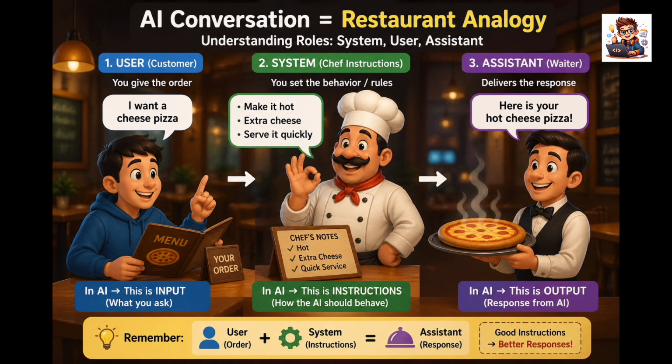Let's understand AI with a simple restaurant example. If you see, the user orders food, that is the input. Then the system decides how to cook, those are the instructions. Finally, the assistant gives the dish, that is the output. Now let's jump into the code.